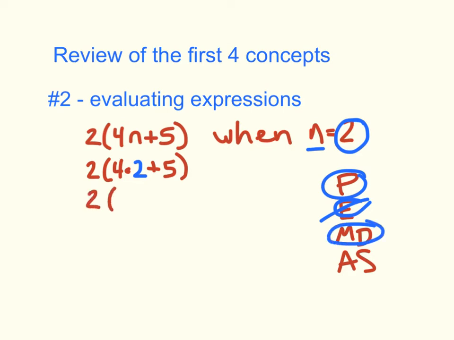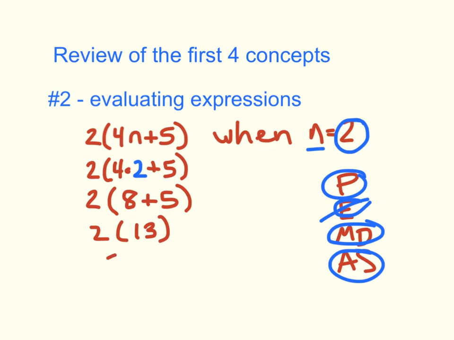We have 2 parentheses, 4 times 2 is 8, and then we have plus 5 and close our parentheses. Now we're going to keep going, and now we're going to add or subtract within our parentheses. So we have 2 times 13, because 8 plus 5 is 13, and 2 times 13, our last thing we need to do is multiply, which is 26.